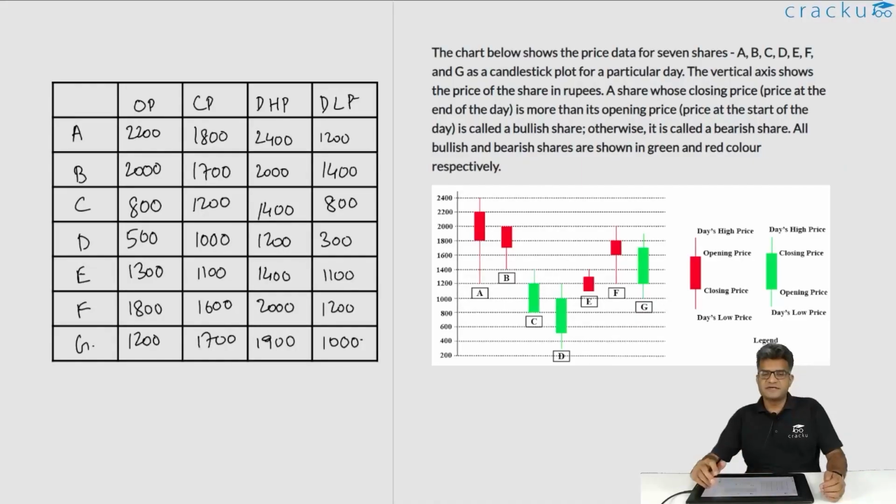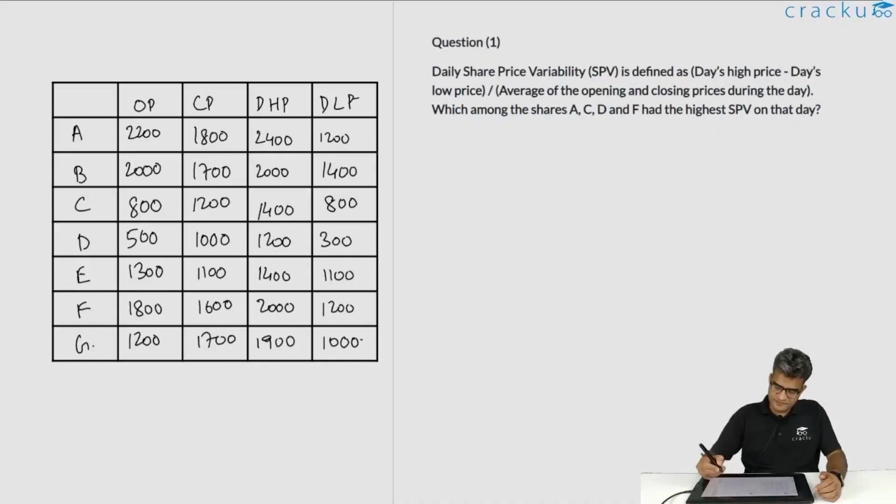Once we have this information, solving the questions will be very straightforward. So let us go ahead and answer the questions that follow. The daily share price variability, SPV, is given by day's high minus day's low, divided by the average of the opening and closing prices during the day. Which of the following A, C, D, F has the highest SPV? A, C, D and F.